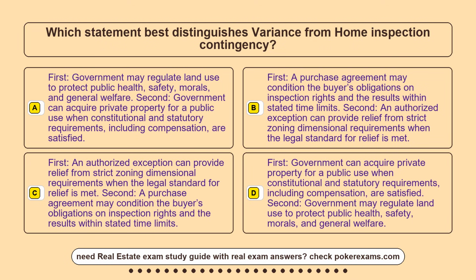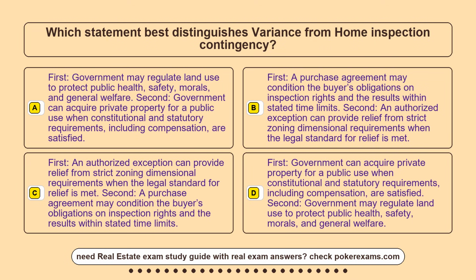Option C. First, an authorized exception can provide relief from strict zoning dimensional requirements when the legal standard for relief is met. Second, a purchase agreement may condition the buyer's obligations on inspection rights and the results within stated time limits. Option D. First, government can acquire private property for a public use when constitutional and statutory requirements, including compensation, are satisfied.